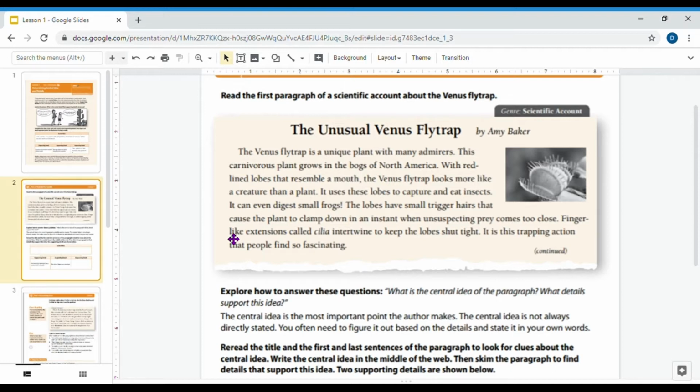It can even digest small frogs. The lobes have small trigger hairs that cause the plant to clamp down in an instant when unsuspecting prey comes too close. Finger-like extensions called cilia intertwine to keep the lobes shut tight. It is this trapping action that people find so fascinating.